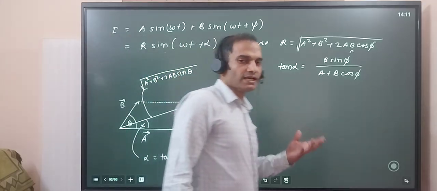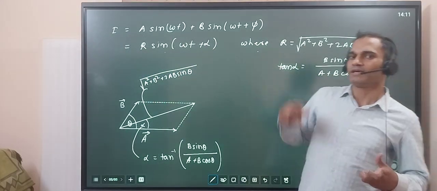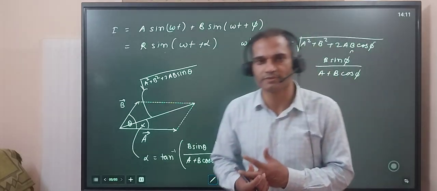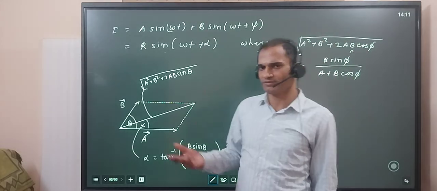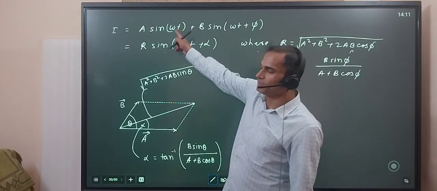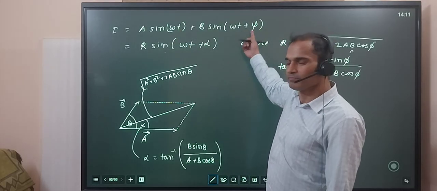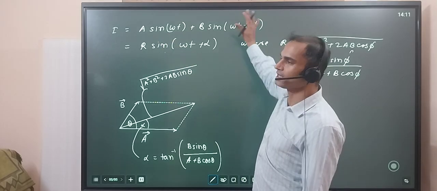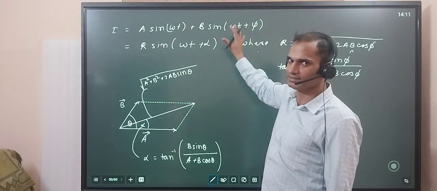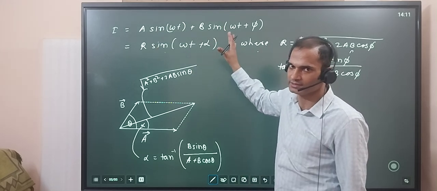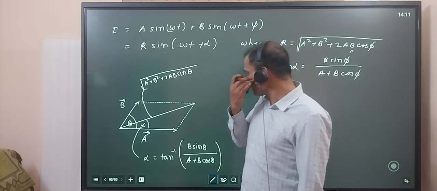So you can see that we are adding currents. There is a phase difference between them. I did not define phase difference, but it is clear. This angle is omega t, this angle is omega t plus phi. So the phase difference is phi. This is ahead by an angle phi. So the phase difference between the two currents is phi.